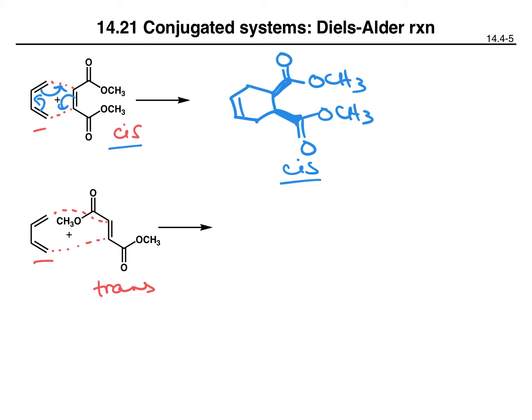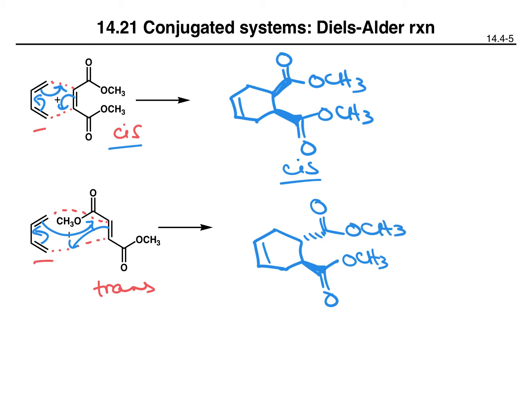In the second example, we're starting out with trans, and this one's a little bit harder to draw the arrows just because of how the two compounds are written. But here what we're going to get looks like this, and this one will be up, while this one will be back. So from the trans starting material, we get the trans product. So this is a stereospecific reaction.